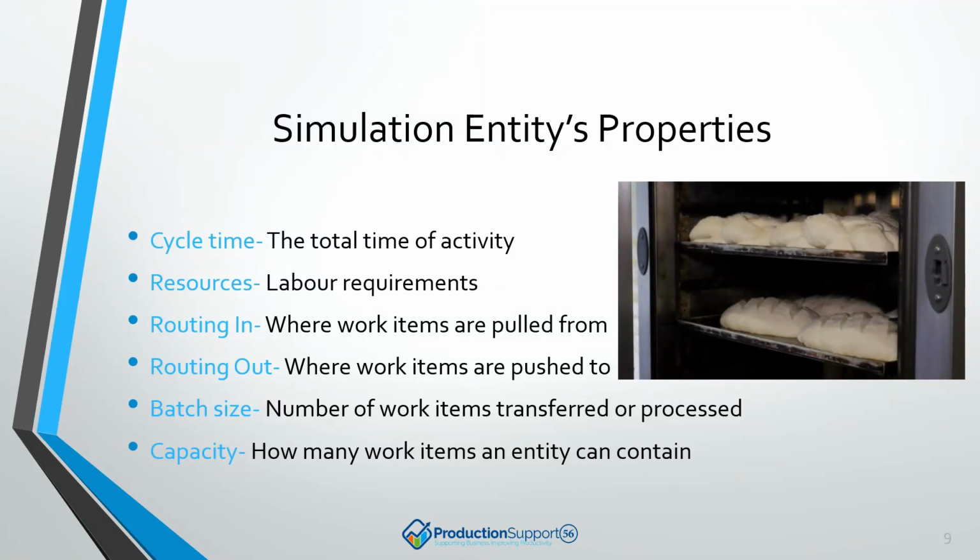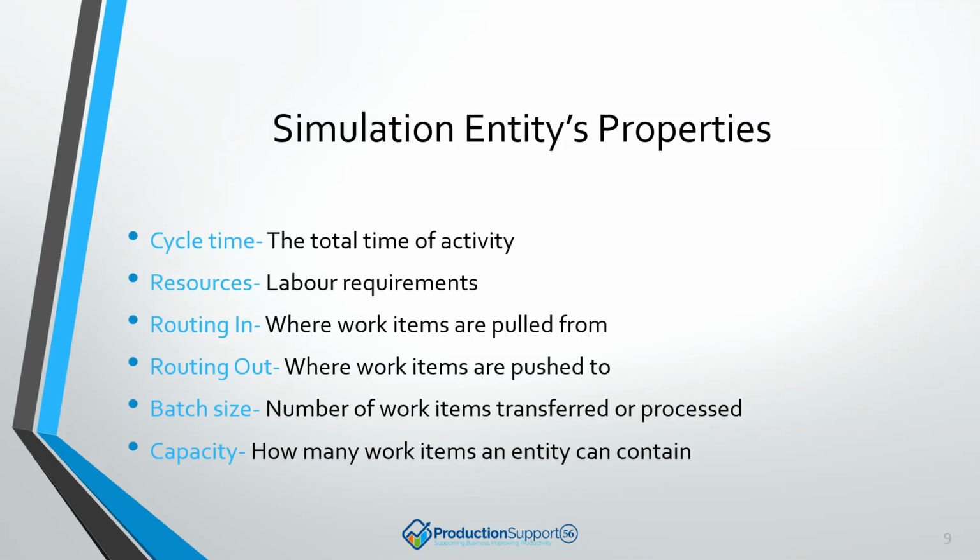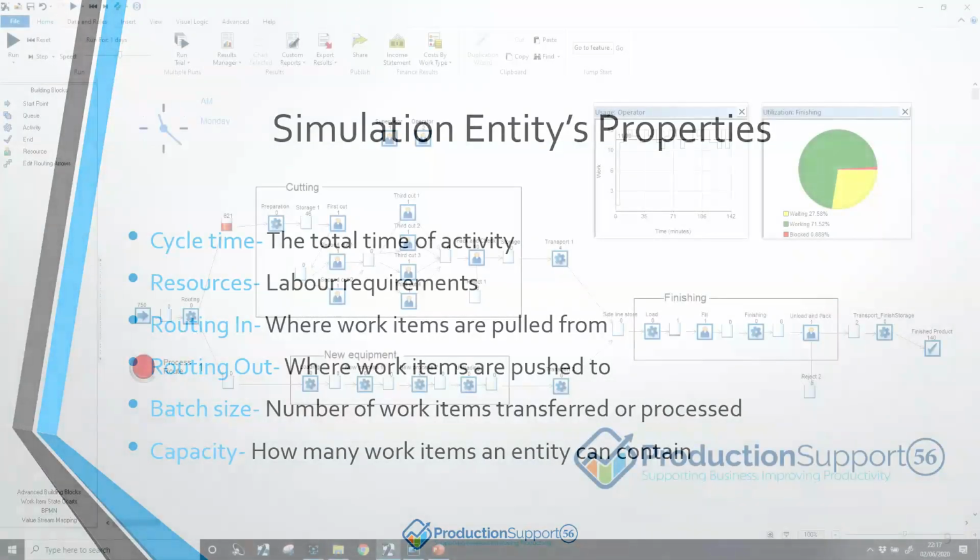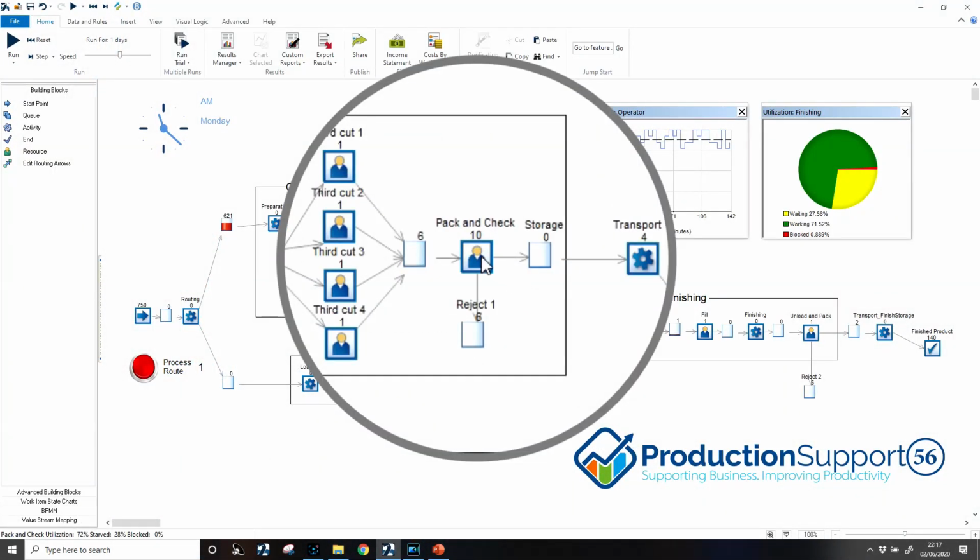Capacity. Here we're defining the maximum number of work items that could be stored within an entity. For example, a warehouse may have space for 100 pallets, or an oven the space for 20 loaves of bread. Let's check this out in the model. So let's take a look at the properties of the pack and check activity.